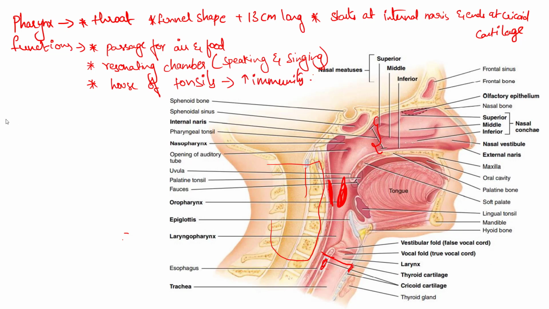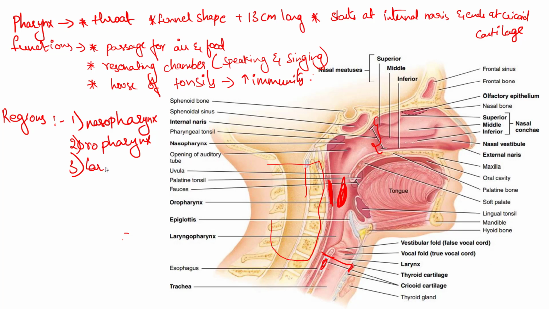So let's see the regions that are located in this pharynx. We have three regions in this pharynx. The first one is nasopharynx. The second one is oropharynx. And the third one is laryngopharynx. Let's see these three parts one by one.